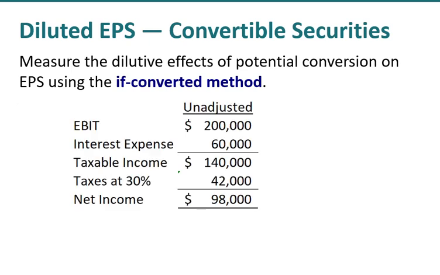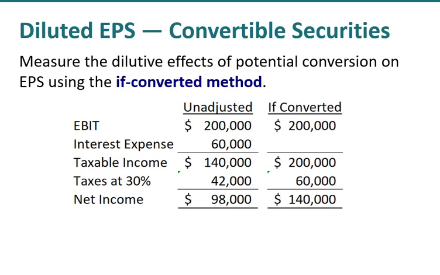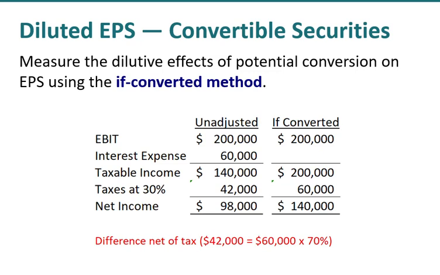For instance, if a company reported $98,000 in net income, that's $200,000 earnings before interest and taxes, minus the $60,000 in interest expense, minus $42,000 in taxes, and we had convertible debt. All of the interest expense was related to convertible bonds. Eliminating the interest expense would increase our taxable income as well as our taxes and our net income. The difference would be the $42,000 net of tax.